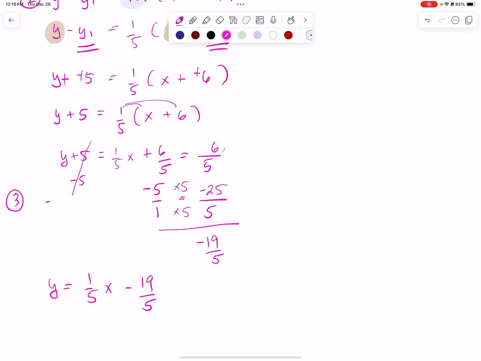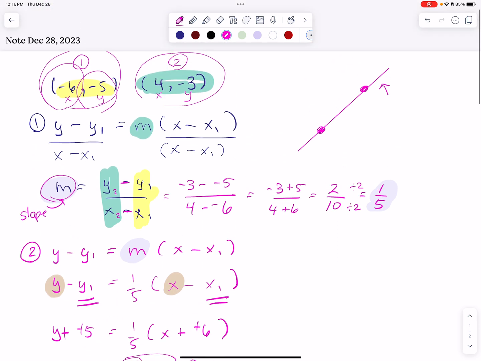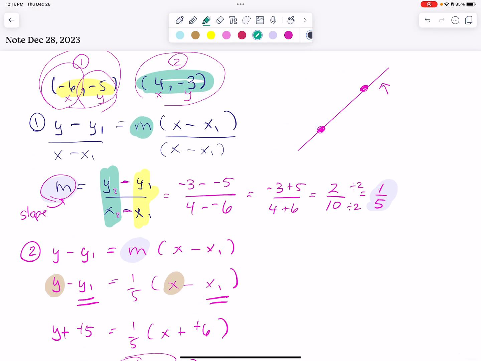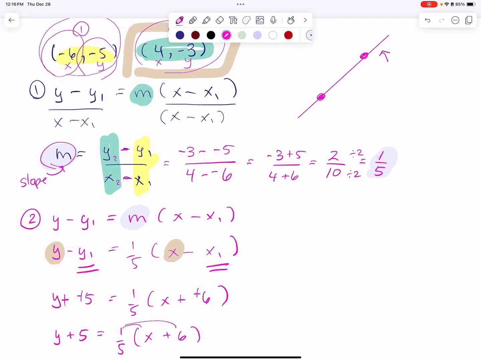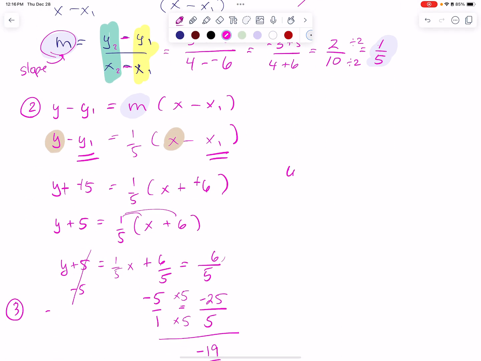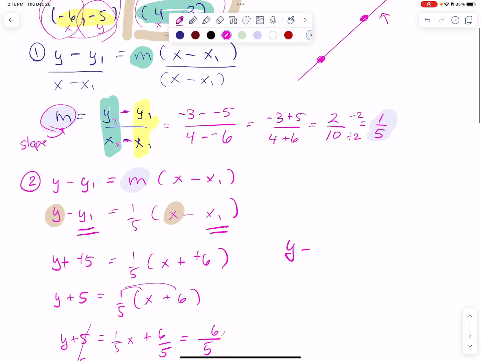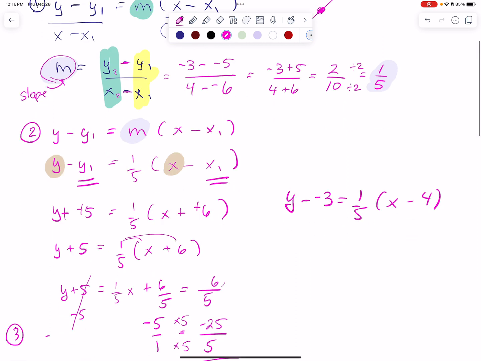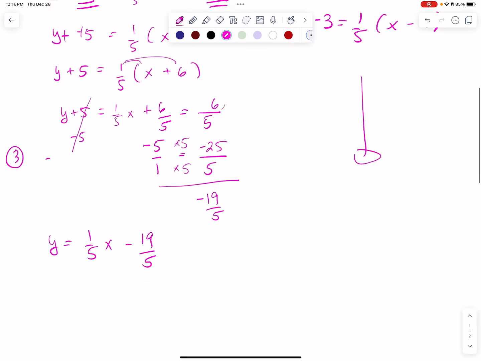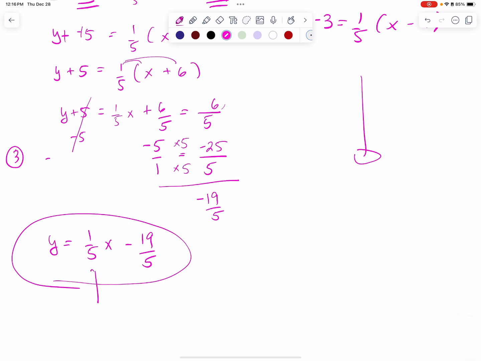And as I said, if you chose the second point, you would have gotten the same exact answer. You can try it, you can see. You would have just written y minus -3 equals 1/5 times (x minus 4), and you solve it down, you are actually going to come up with this same answer. And this is called slope-intercept form, because that's my slope and that's my y-intercept.